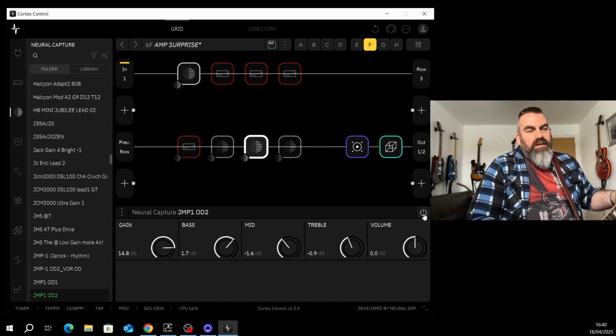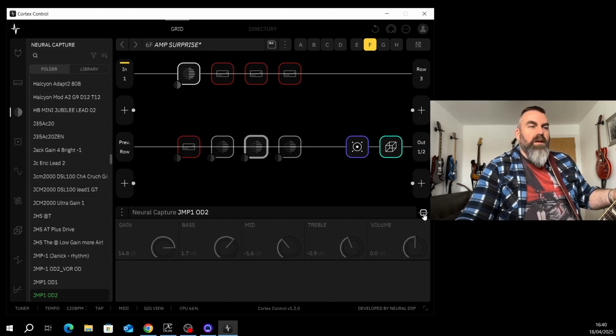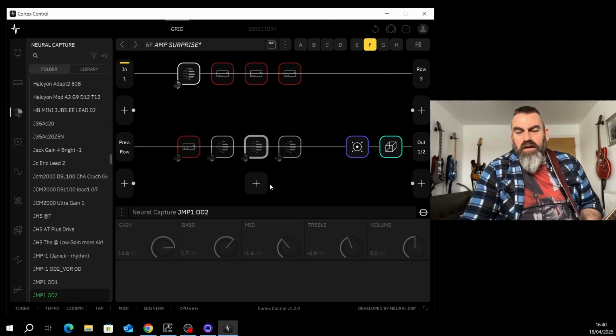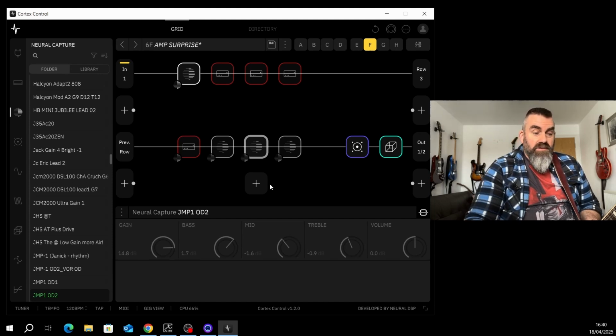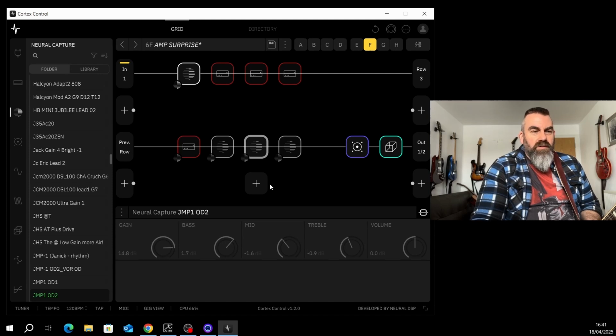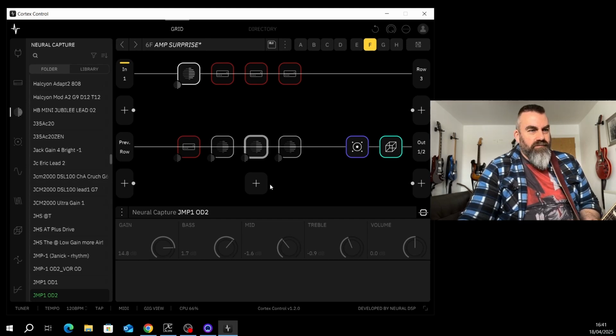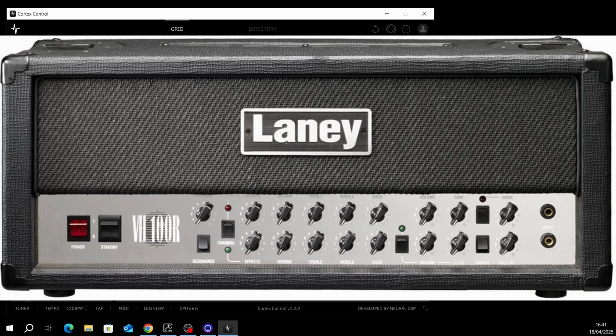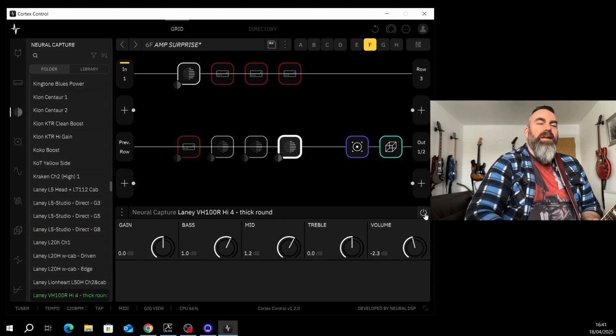Okay. And the last amp we're going to touch on today is probably one that hardly any of you have even heard of. There's not a huge amount of detail out there about it. It's just a 2-channel, all-valve, 100-watt amp. But apparently, when I was doing some research on this amp, some people these days use it, some of the Doom players and stuff like that. So it is the Laney VH100R, and it sounds like this.